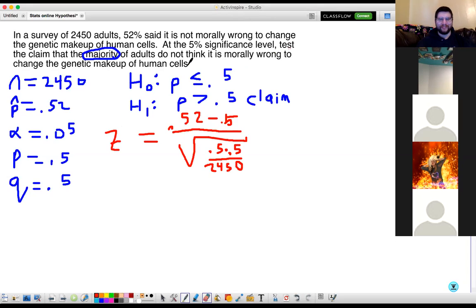Wait, what? Were you paying attention, Lakin? Shame on you, not paying attention. Anyway, that's our test statistic. Let's shove it in the calculator and see what it spits out.